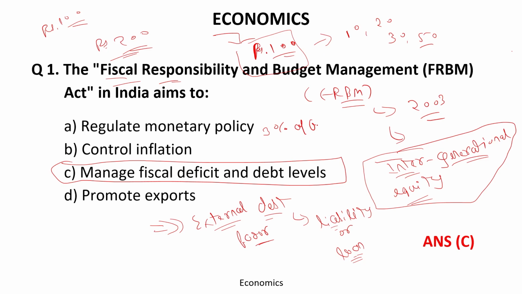That's why 3% of GDP is fixed as the limit for external debt. The government could only borrow from outer sources up to 3% of the GDP. Once this 3% is crossed, the government is not allowed to borrow more from outer sources as per the FRBM Act. Now I hope you have got the concept. Let's move forward.